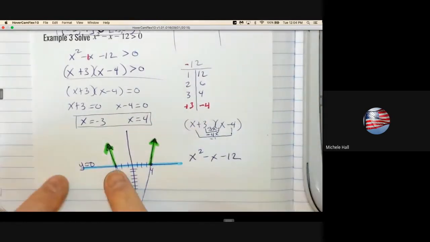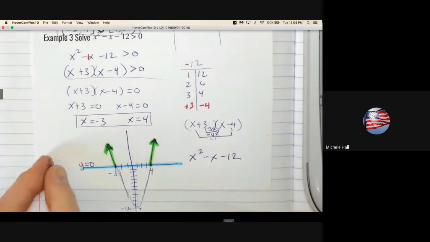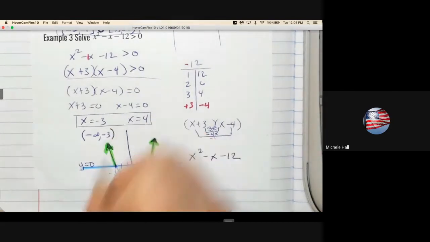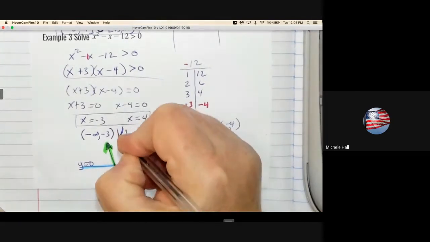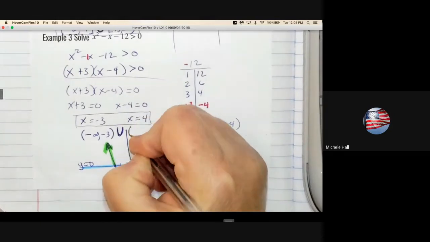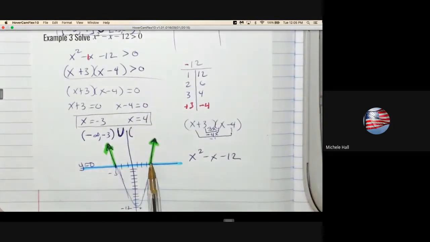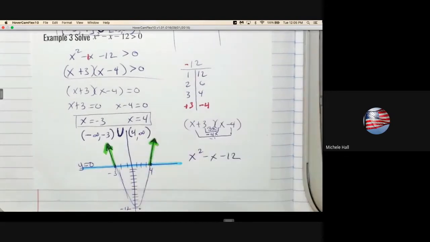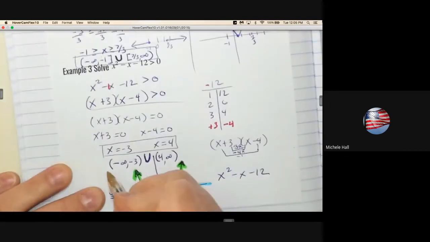This is going out to infinity, so that would be -infinity to -3. It does not include -infinity. Does it include -3? No, it's just greater than that. So that would be not including that, in union with, now we're going from 4 to positive infinity. It does not include 4, and it's going to positive infinity. That is your final answer.